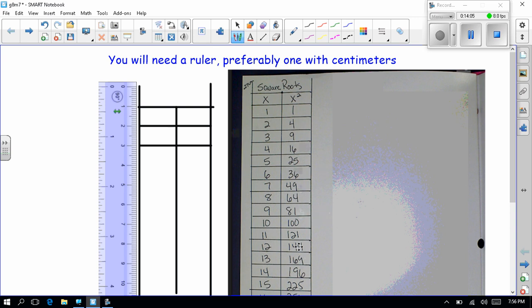Okay, so 73. I'm looking for 73 here. It's not on there. 73 is going to fall somewhere between the square root of 64. It's greater than 64. It's less than 81. So the square root that I'm going to be looking for is going to be somewhere between 8 and 9.